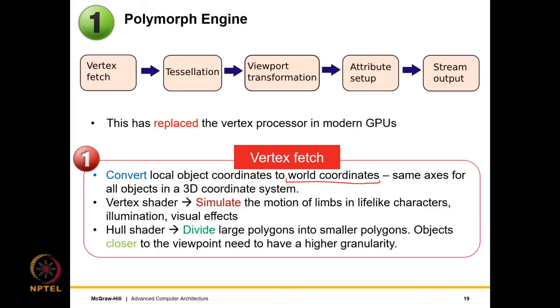We have a process here known as the hull shader. What this does is, let's say it takes a large polygon. A large polygon may be something like this. It divides this into a smaller set of polygons. They could be triangles, maybe not triangles, it doesn't matter. But objects which are closer to the viewpoint, which means closer to the eye, have a higher granularity. In a sense, the resolution is better, and objects that are far away from the viewpoint have a lower granularity.